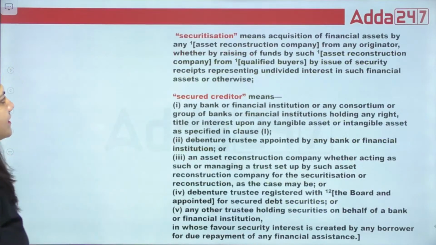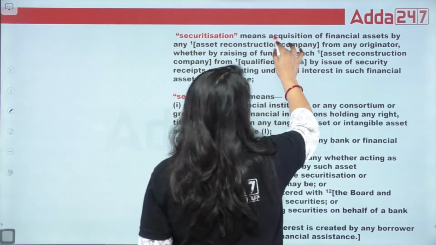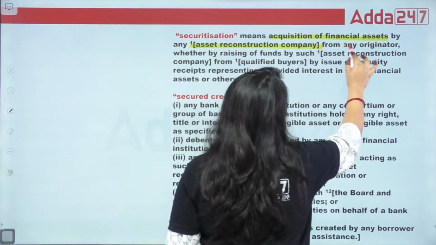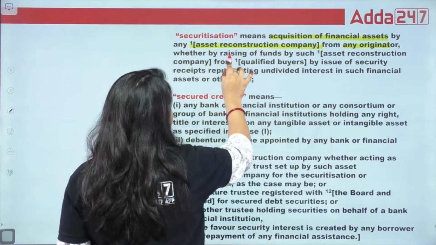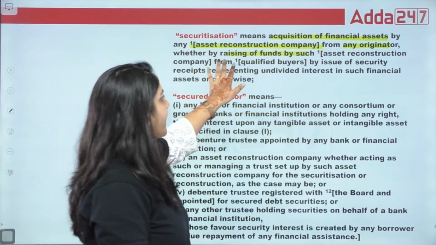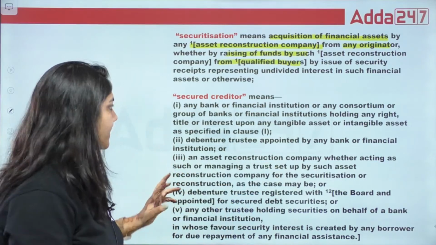Done. Next, what is securitization? Securitization is the acquisition of financial assets by an ARC company from any originator, whether by raising of funds by such ARC company from the qualified buyer. The qualified buyer will give the money.